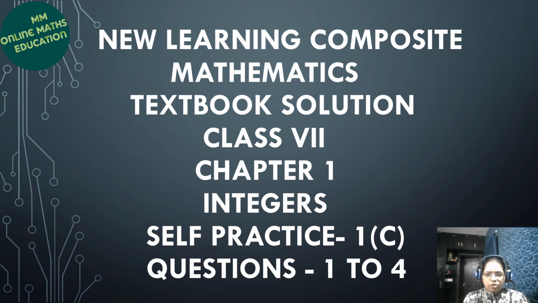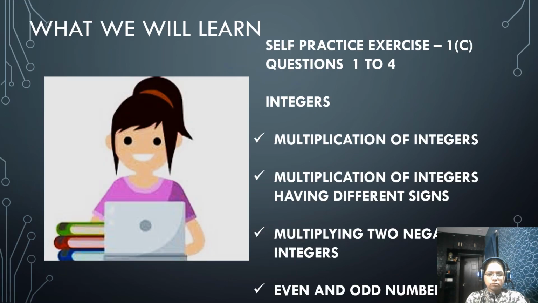Let's get started and solve some questions. What we will learn today? Today we will learn self-practice exercise questions and solve questions 1 to 4 of exercise 1C of chapter Integers, and the topics are multiplication of integers having different signs, multiplication of two negative integers, even and odd numbers. Let's solve some questions.